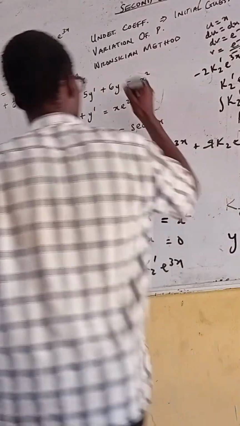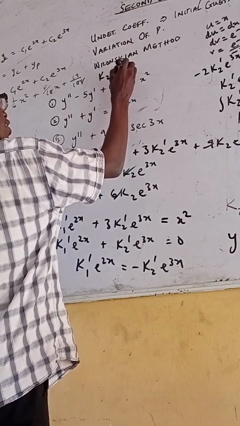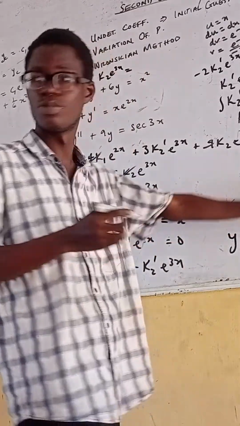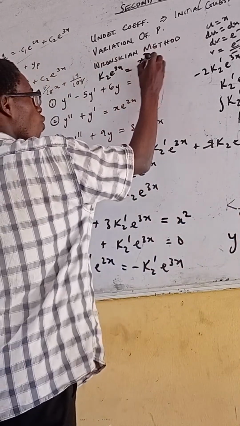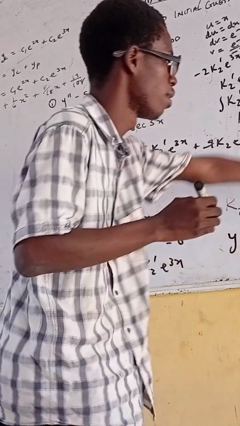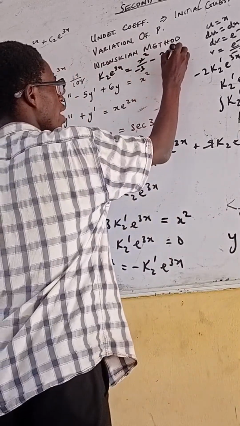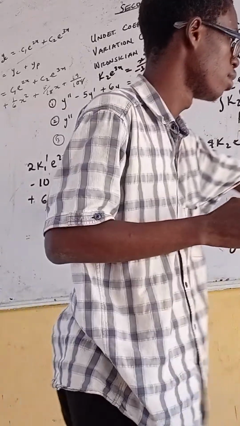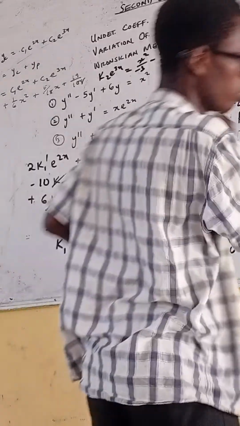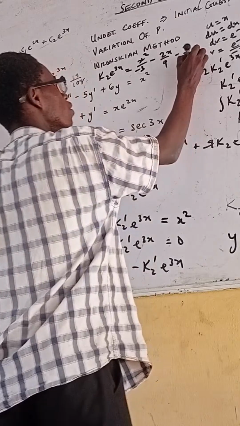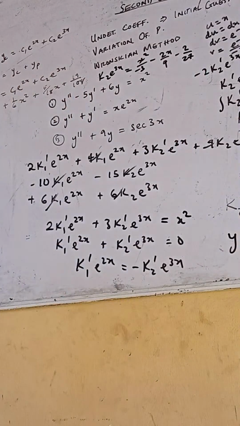Let me write it here. K2 e raised to power 3x equals, if I multiply this one by e raised to power 3x, this one will go away. So I have x squared over minus 3. This one will go away. Minus 2x over 9. This one will go away. Minus 2 over 27. Can you see K2 e raised to power 3x? That's it. So once we get K1 e raised to power 2x and we add it to it, we are supposed to get this thing back.